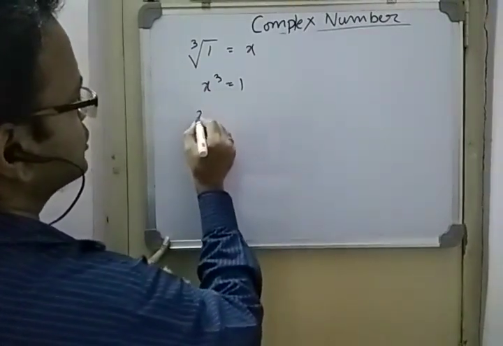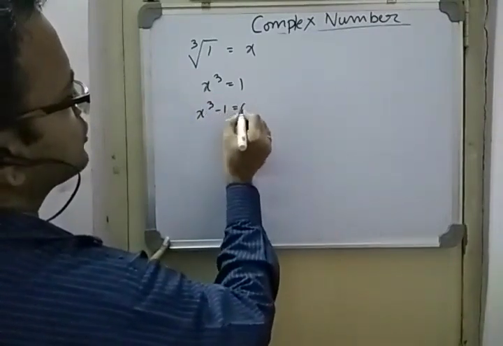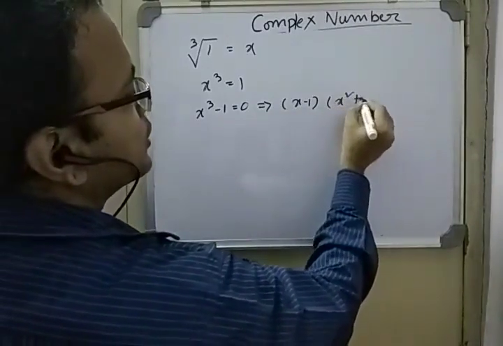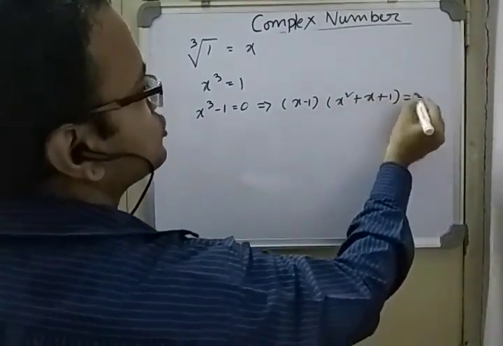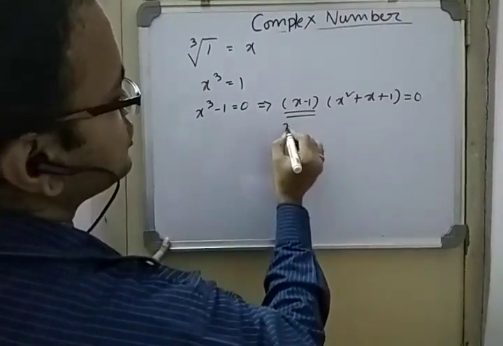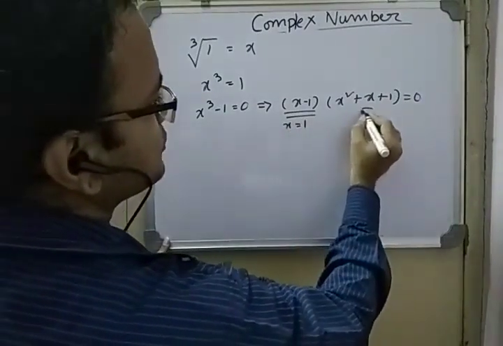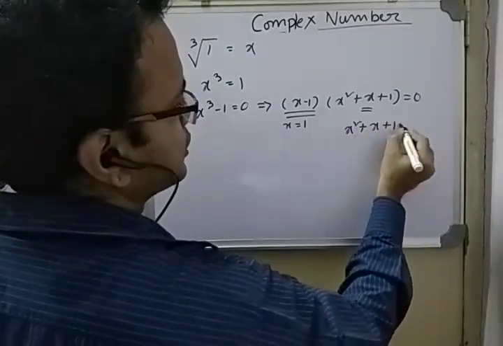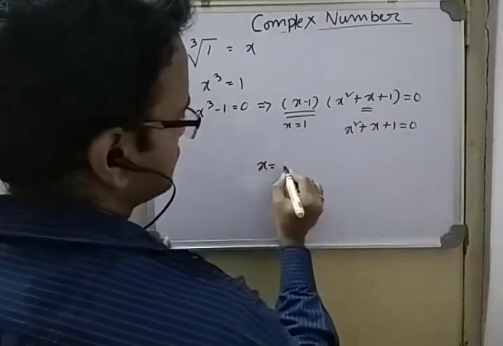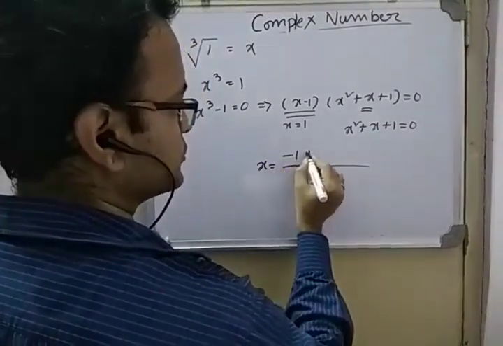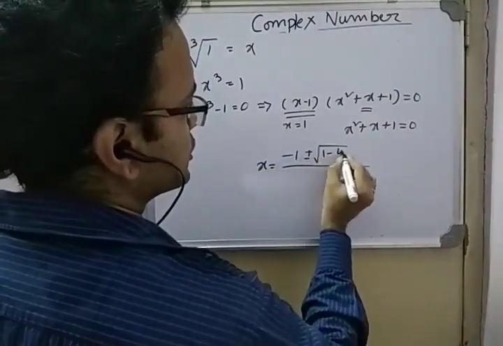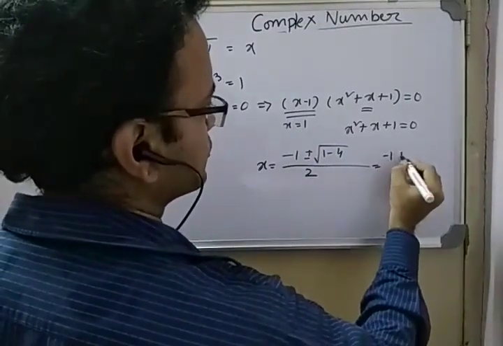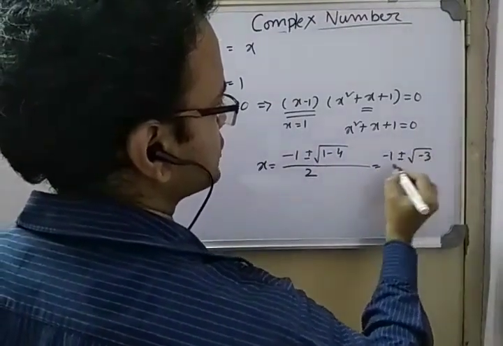So let's calculate. x cube minus 1 equal to 0 implies (x minus 1)(x square plus x plus 1) equal to 0. From the first part we get x equal to 1, but from the second part, x square plus x plus 1 equal to 0, so x becomes minus b plus minus root of b square minus 4ac by 2a. Simple. So minus 1 plus minus root of minus 3 by 2.